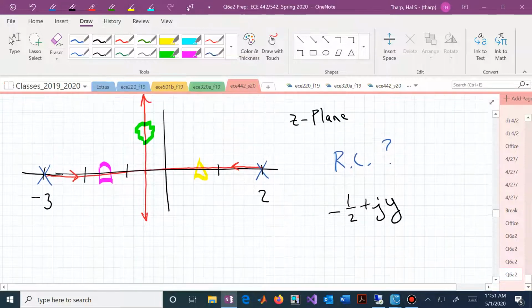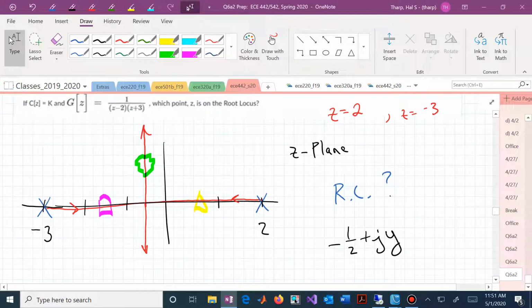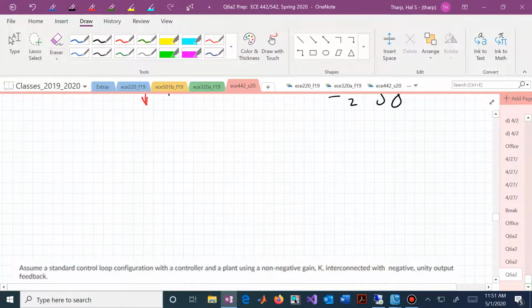But if I gave you now a value of, let's say, something over here, z equal to 2.5, you know that's not on the root locus. Likewise, any point here, -4 is not on the root locus. If I gave you a point here, that's not on the root locus. So you have to simply draw the root locus and compare where that's located with the points that were provided in the question.